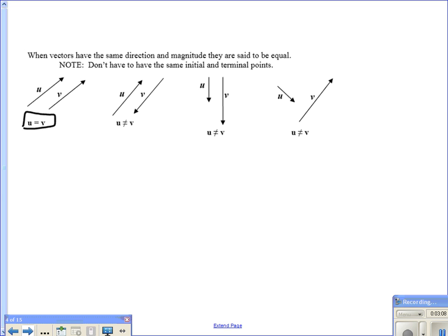Now if you look at the next pair, vector u and vector v, because vector v is going in this direction, these are not equal. If you look at vector u and vector v for the next pair, they are going the same direction. However, they are not the same length, so these are not equal. And these were the same length, but not the same direction. And for the last pair, vector u and vector v are not the same direction, nor the same length. So therefore, vector u is not equal to vector v. That's just talking about equivalent vectors.